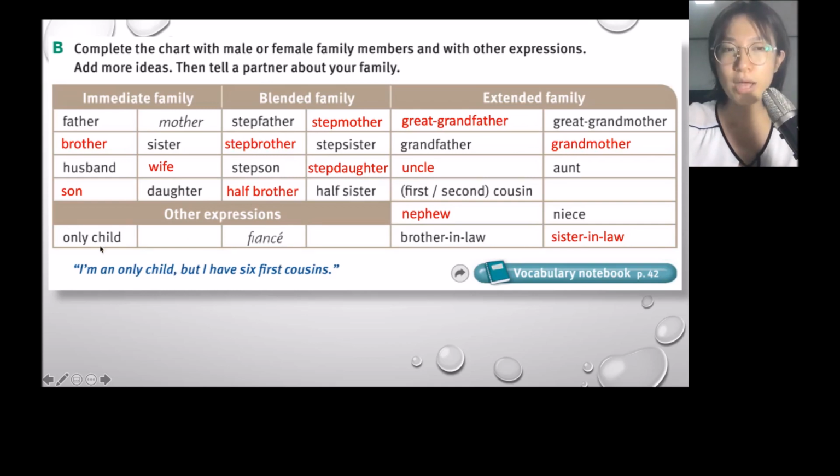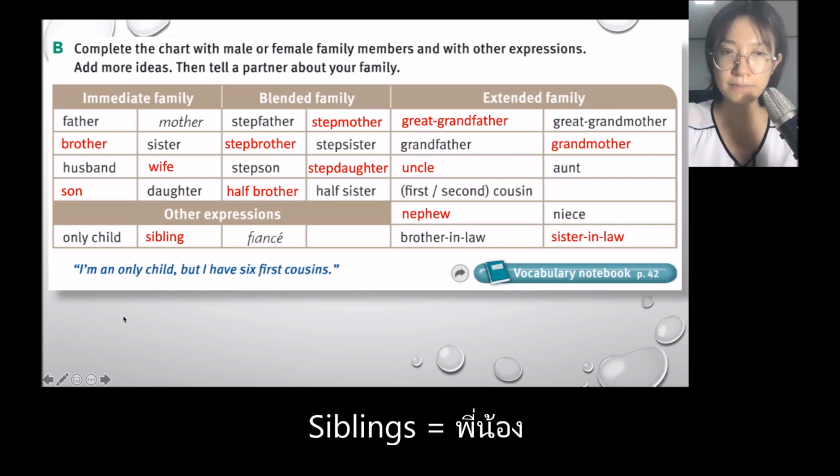We have this one, only child. Okay, only child means you are the only one. You don't have any other brothers or sisters. And we have this word, sibling. Sibling is a collective word or general word we use for brothers and sisters. Okay, and this one again, we do not distinguish male or female when we use this word, siblings.